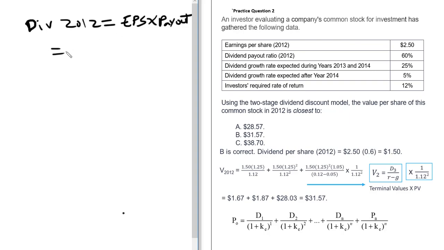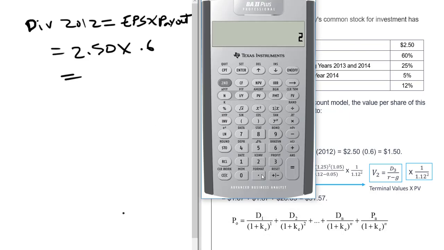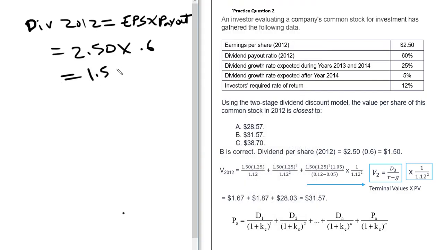Companies earn earnings, and they share the profit with owners of the company through dividends. One share, one dividend. So that's $2.50 times 0.6, and 2.5 times 0.6 is the 2012 dividend, $1.50. That's our 2012 dividend, and it's going to grow at 25% for 2013, 2014, and after that it's going to grow at 5%.